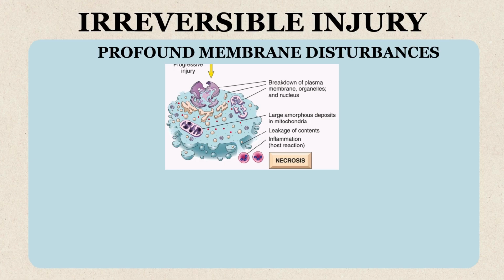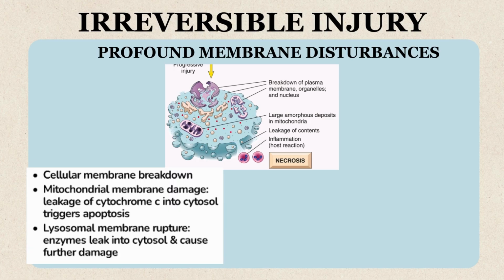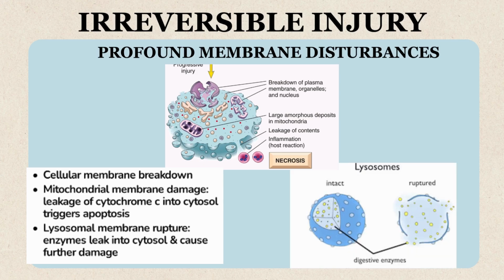Profound membrane disturbances. The city walls have collapsed. There is plasma membrane rupture. The cell contents leak out. Lysosomal membrane rupture. The digestive enzymes leak in and digest the cells. This is called autolysis.